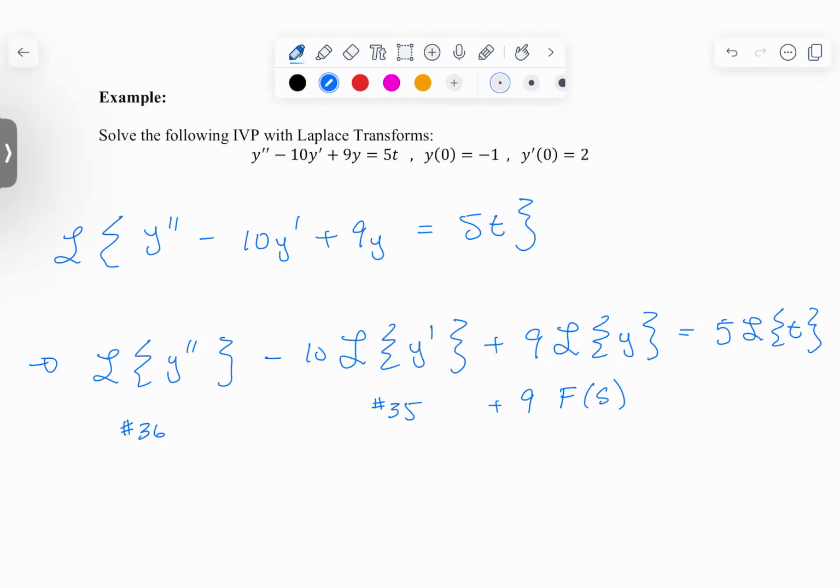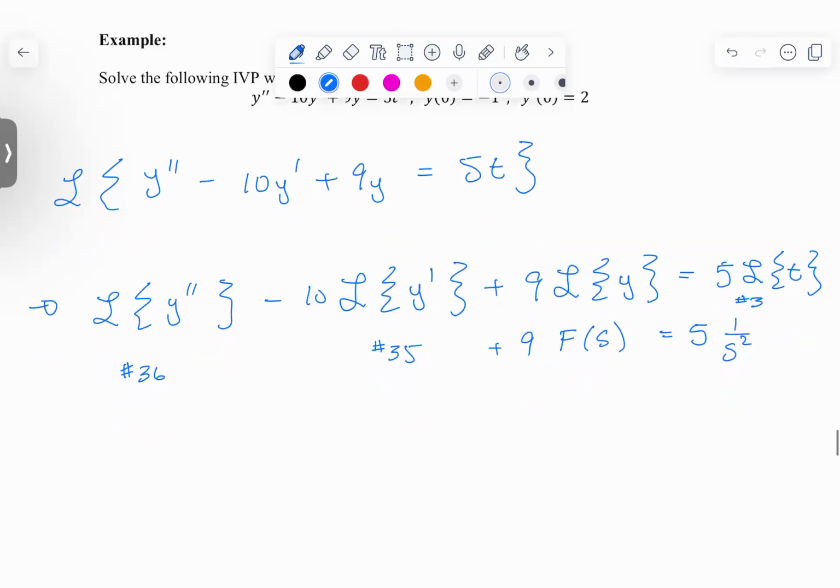And then this guy over here, that's a piece of cake, right? What is that guy? T to the n. 1/s². Yeah, you're absolutely correct. That's number 3. So what this becomes is s² F of s minus s y of 0 minus y prime of 0. Put that in brackets. Minus 10. All right, that's number 35.